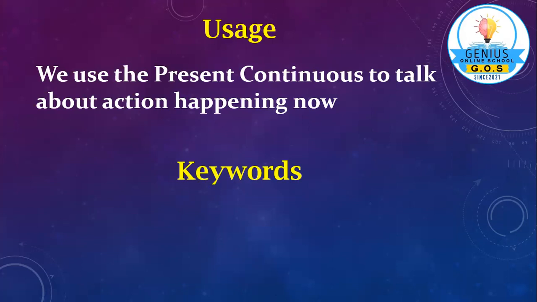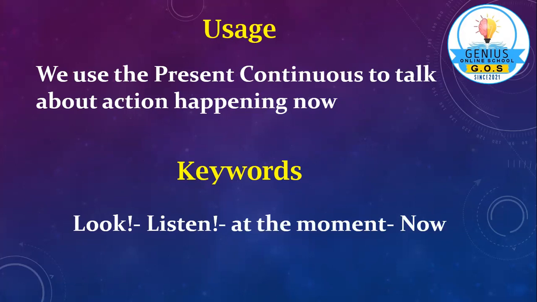The key words, we have some words, if we see them in any sentence, this sentence is in the present continuous tense, like look, listen, at the moment, now. These words mean that this action is happening now, at this moment. So if you see one of these words in any sentence, this sentence is in the present continuous tense.